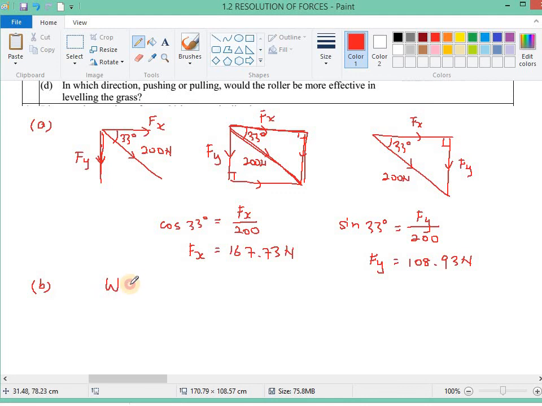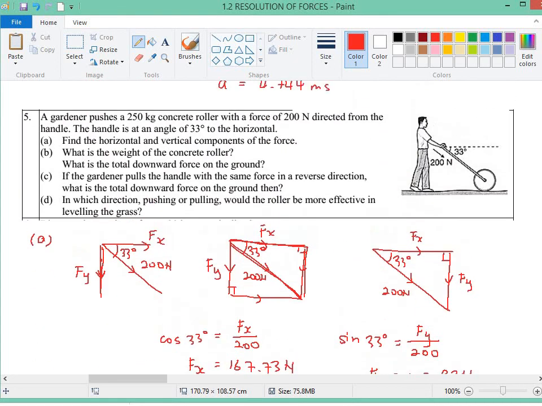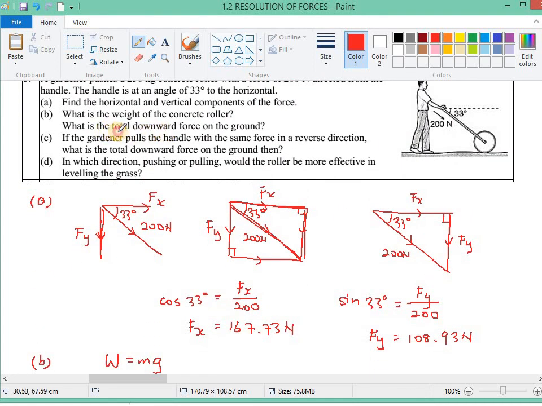So weight equals the mass multiplied by the gravitational field strength. Mass is 250 kilogram and the gravitational field strength we use 9.81. So we will be able to get 2452.5 Newton. This is the weight of the roller. After that they want us to calculate the total downward force.